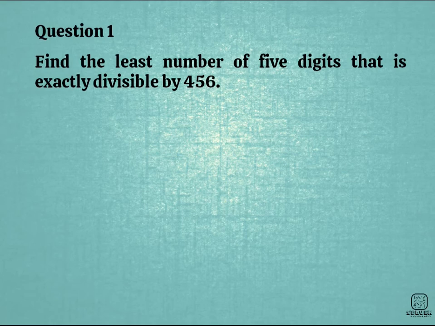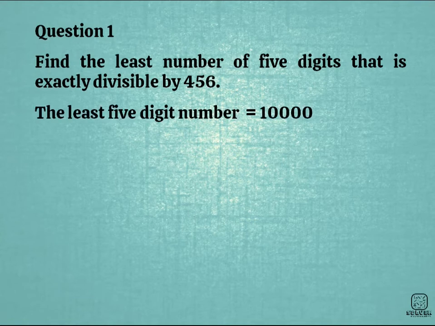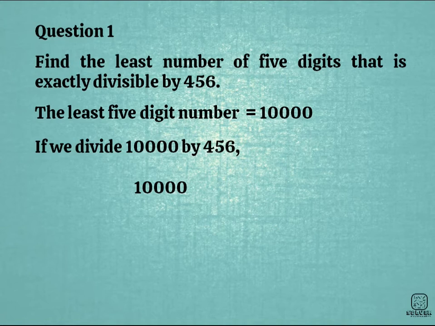Now let's do some questions. Find the least number of 5 digits that is exactly divisible by 456. How can we do this? We know the least 5-digit number is 10,000. Divide 10,000 by 456. Now 456 is a 3-digit number. So in 10,000 take the first 3 digits, that is 100. But 100 is a smaller number than 456, so we cannot divide that. Then take the next digit. So it will become 1000. And how many times will 456 come in 1000?